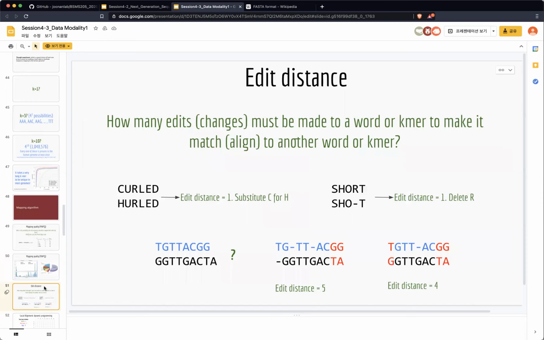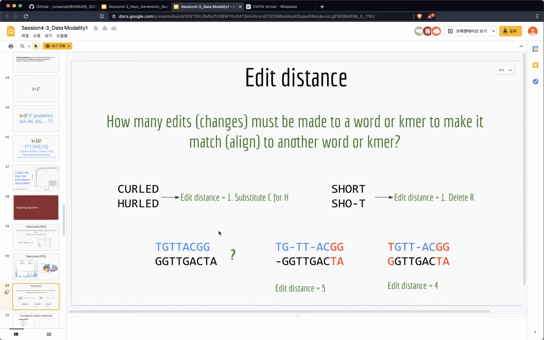Okay, and then another problem is we can also think about the exact mapping for your alignment, right? So here is one example, like card and heart, right? The only difference is in C and H. In this case, we can say C substitutes for H, so this is only one distance difference, right? But sometimes the differences can be by deletion, right? So short and shot, and this is one difference, right?